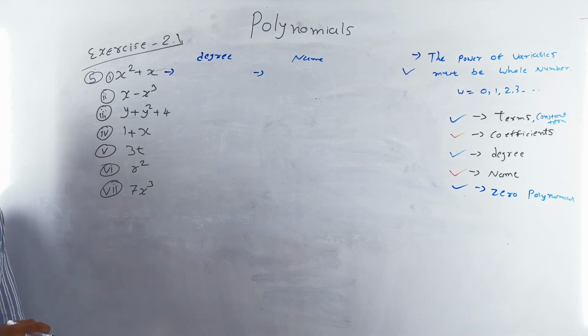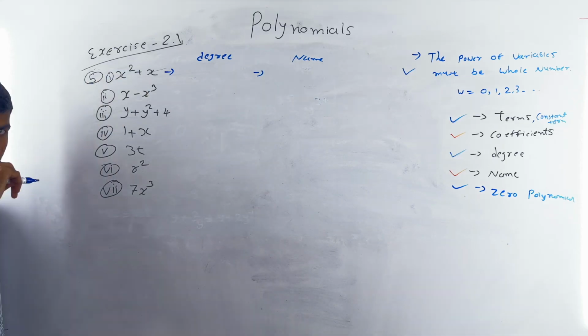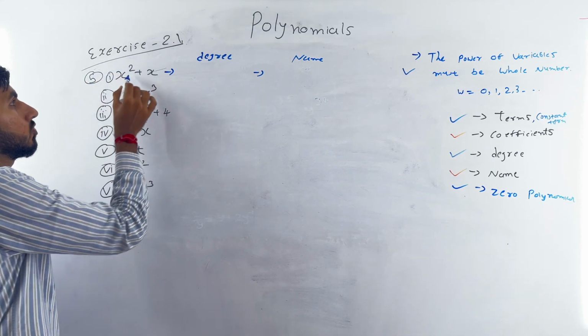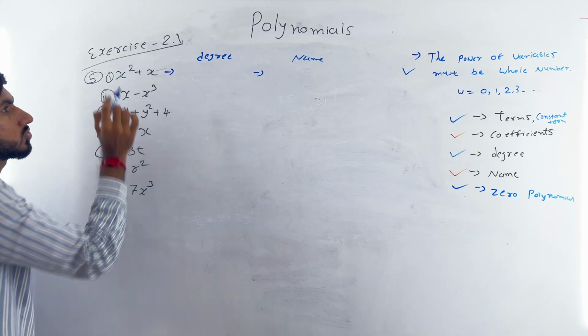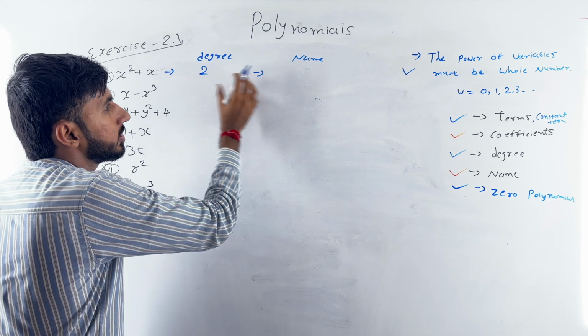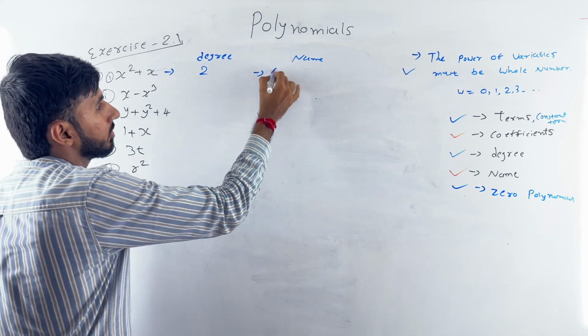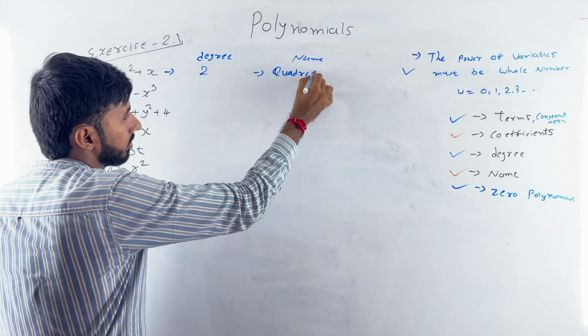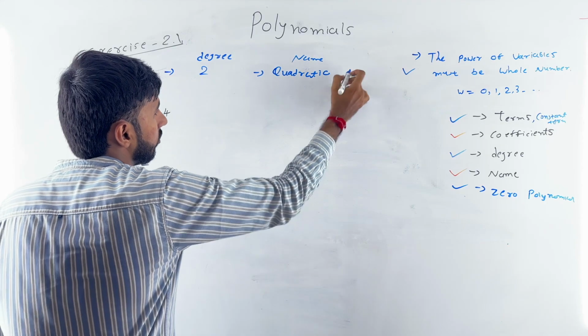For the first one, what is the degree of this polynomial? x square plus x. Your answer will be 2, the highest power of the variable. Here I have 2, 1, so 2 will be the highest power. So my answer will be 2. Now, if the polynomial has degree 2, that means it is a quadratic polynomial.